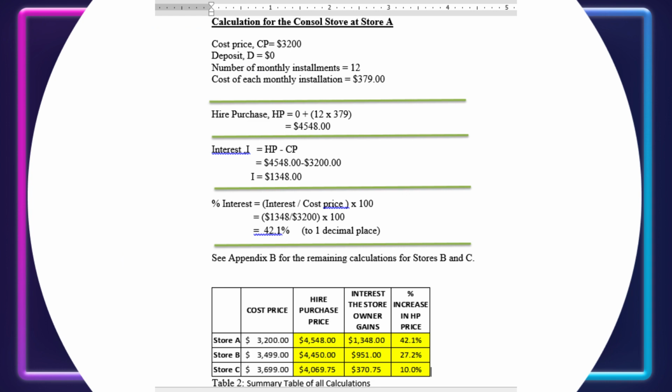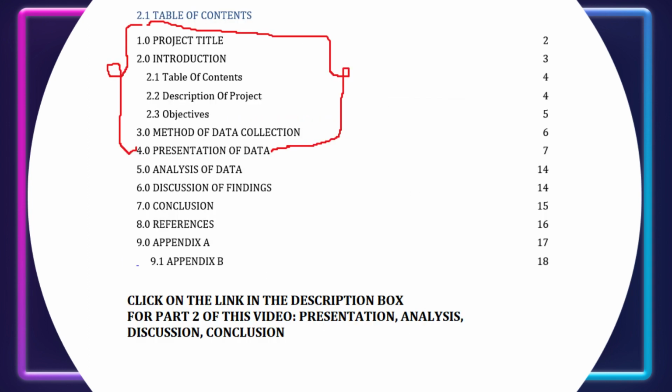Thus far the cover page, project title, introduction, and method have been completed. Part 2 of the video also has a template to use to perform the calculations and to plot the statistical charts. The remaining video will cover the presentation, analysis, discussion, conclusion, references and appendices.